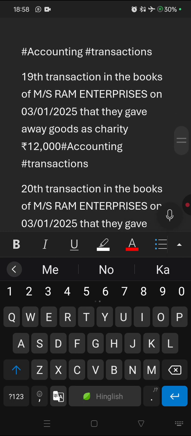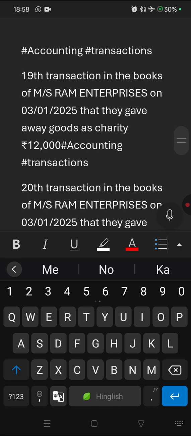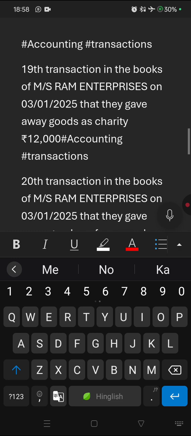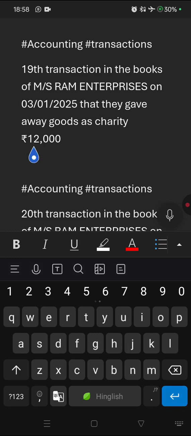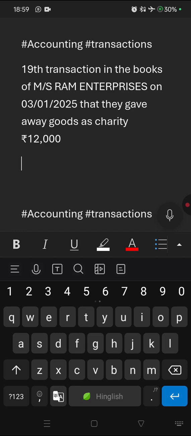Now, the 19th transaction in the books of Mrs. Ram Enterprises on 3rd Jan: they gave away goods as charity, rupees 12,000. Here, the purpose is charity. Charity is an expense, it should be debited, but they are not giving cash as charity. If cash was given as charity, then the journal entry would have been charity account debit to cash account. But they are giving away goods.